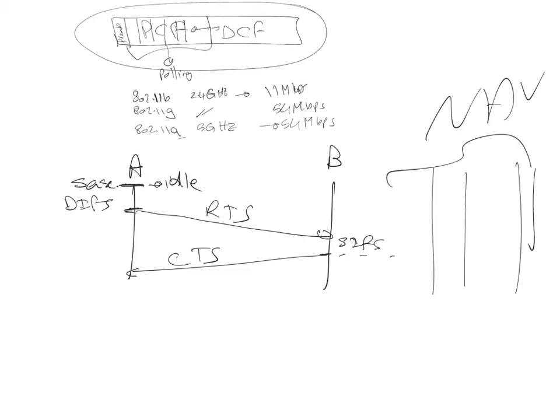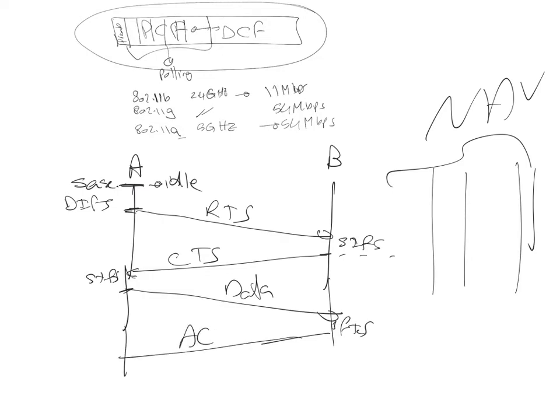Okay? And then when I send CTS, I wait for another SIFS, and then and only then I send the data. Then I wait for another SIFS here, and then I send acknowledgement. So whenever you hear any of this data and you're not engaged in this transmission, then you go into NAV.